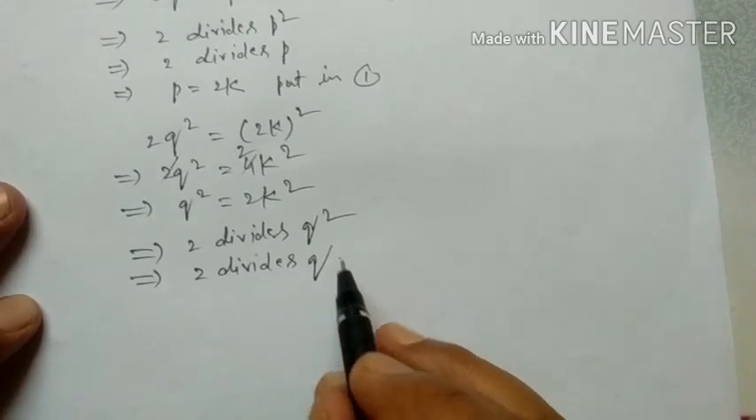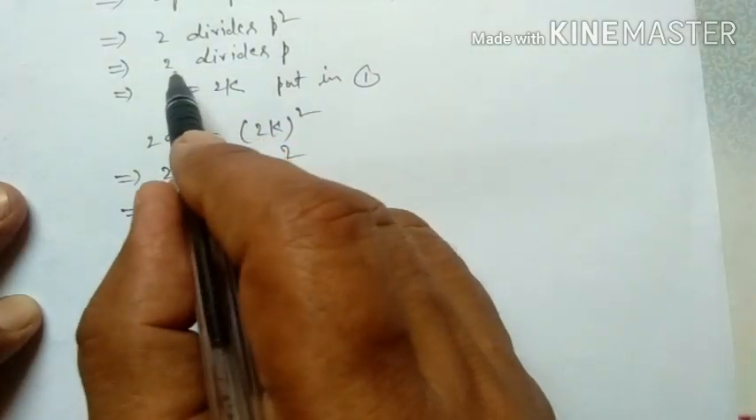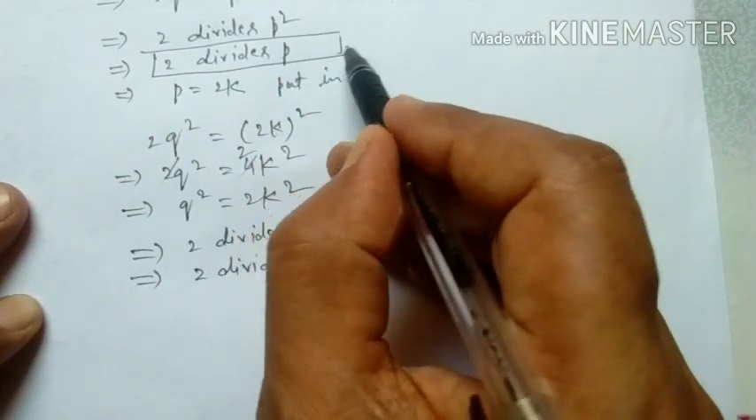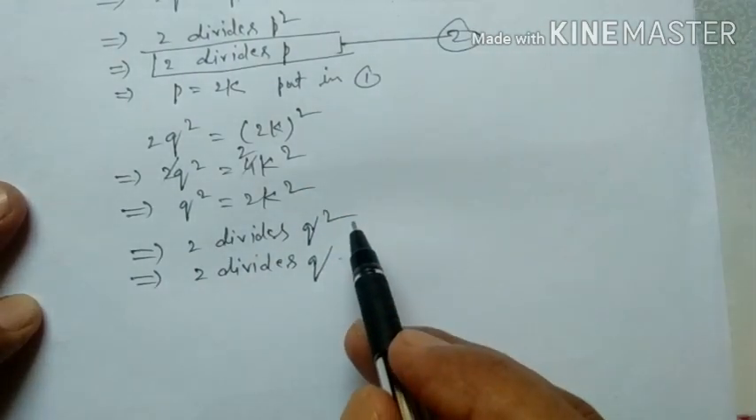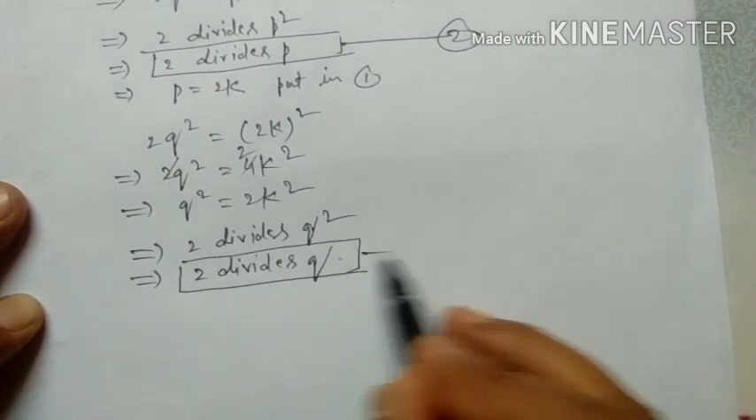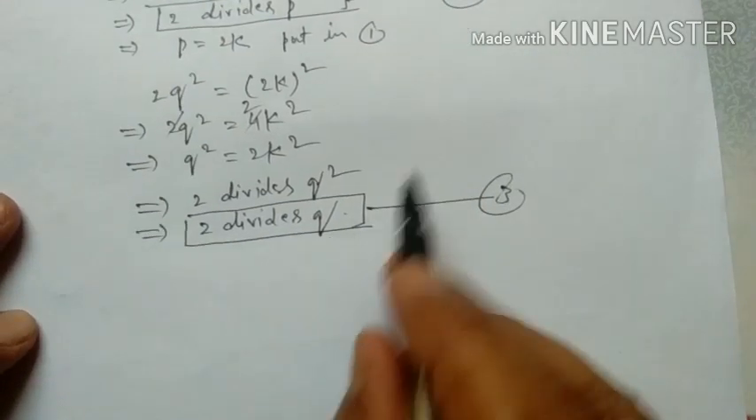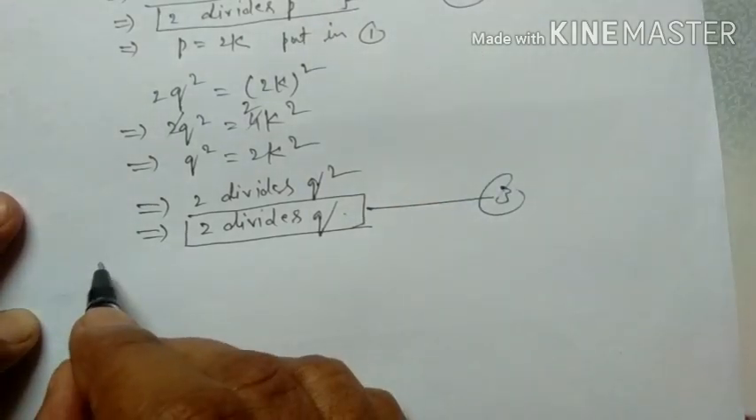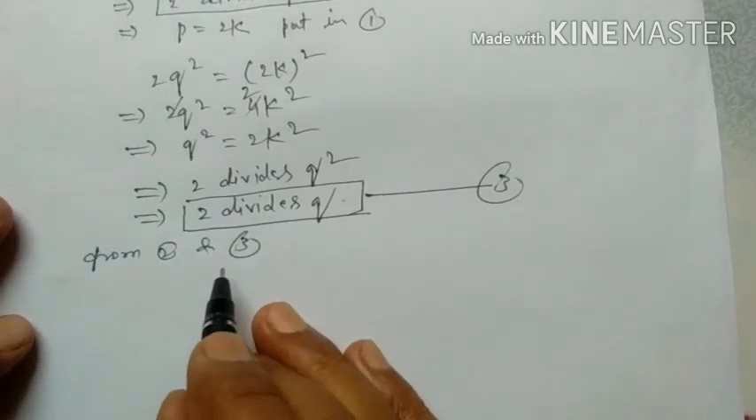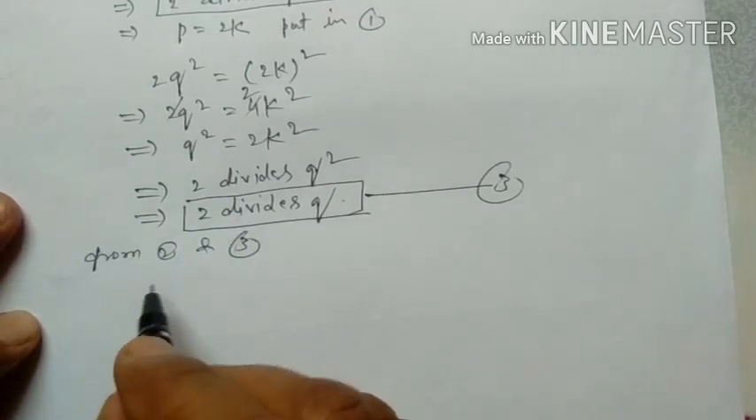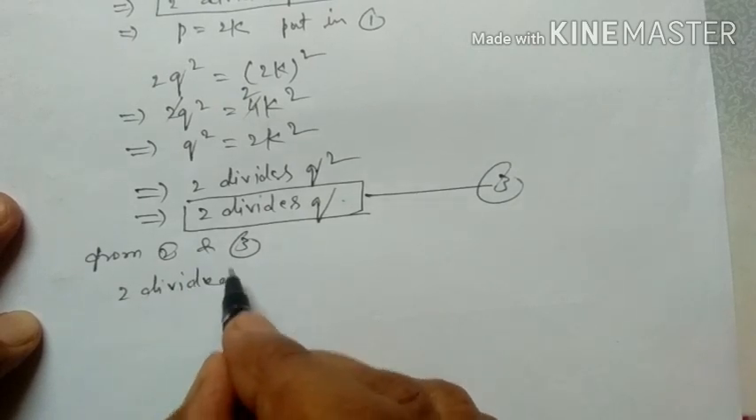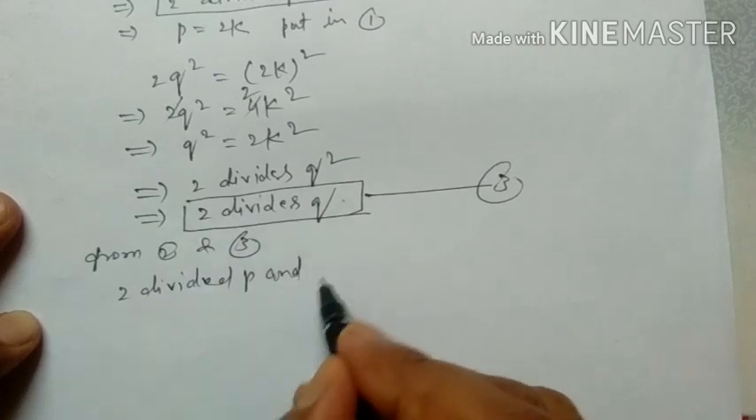So here we see 2 divides p. Suppose this equation is 2, and 2 divides q. This is equation 3. Using equation 2 and 3, from equation 2 and 3 we can say that 2 divides p and q both.